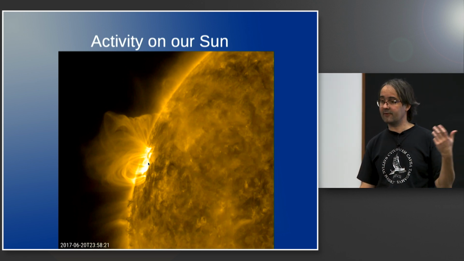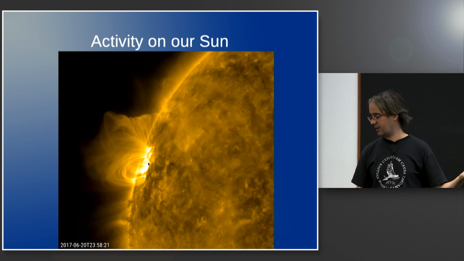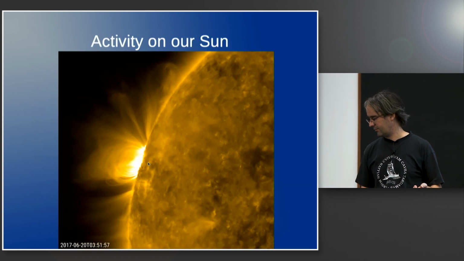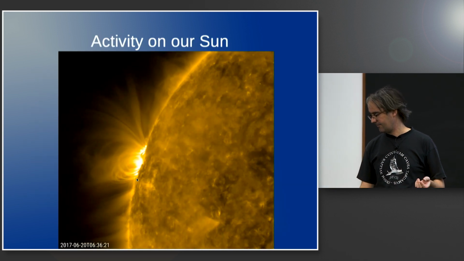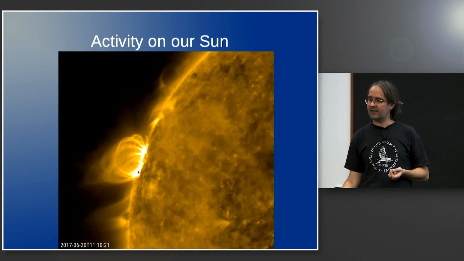And when it heats up, this is a movie taken in the ultraviolet, it becomes hot enough to shine in the ultraviolet. So I'll play it again. And you see that depending on what the magnetic field lines do, more and more of these arcs can light up.